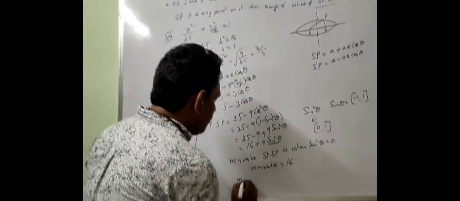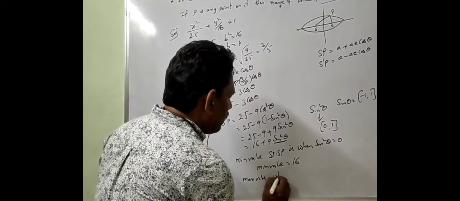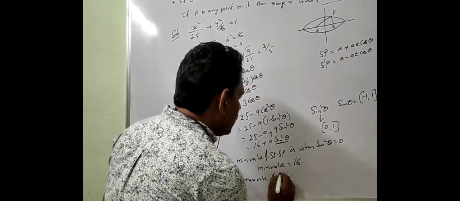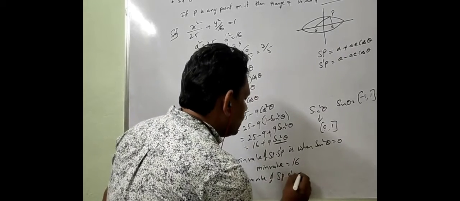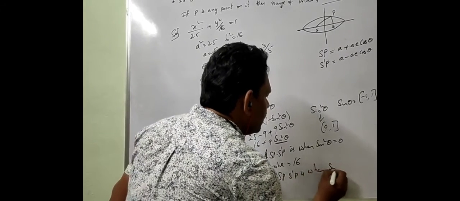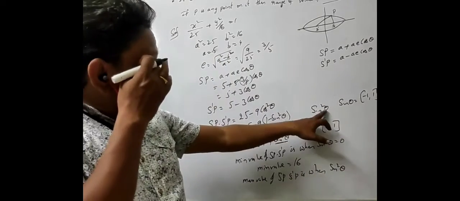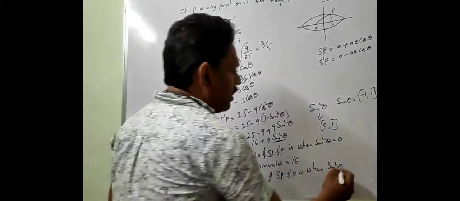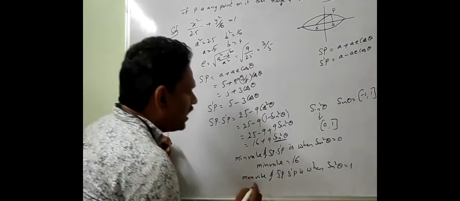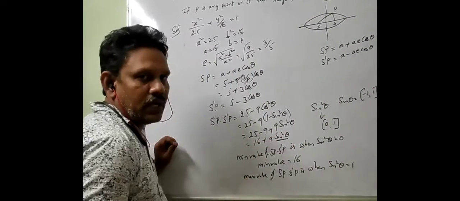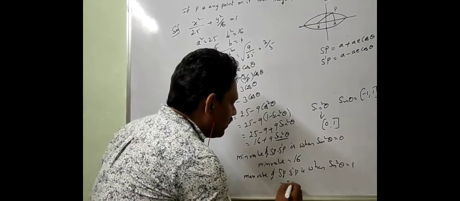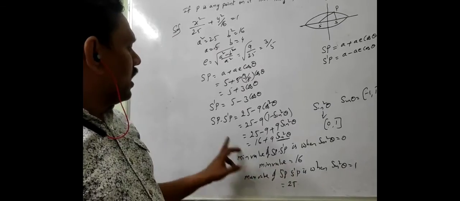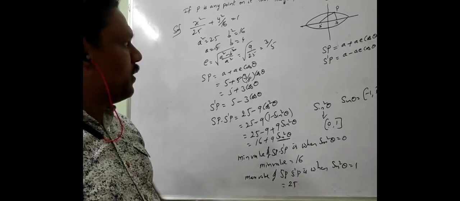Similarly, the maximum value of SP into S dash P occurs when sin square theta is maximum. The maximum value of sin square theta is 1. So this term will be 9 into 1, which is 9, and 9 plus 16 gives 25. So the minimum value of SP into S dash P is 16 and the maximum value of SP into S dash P will be 25.